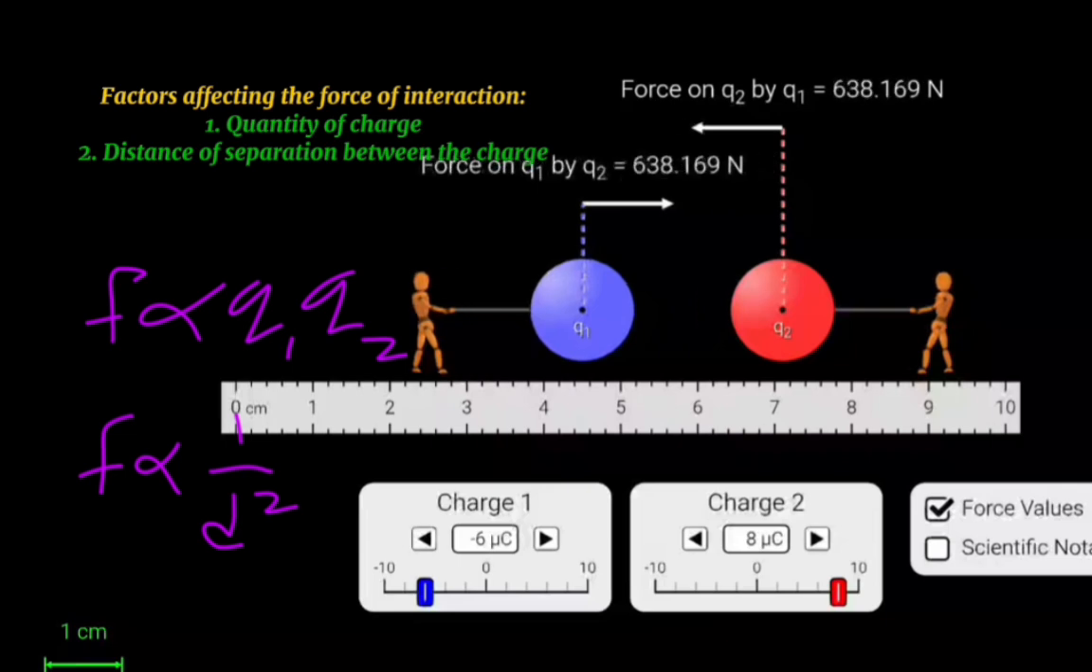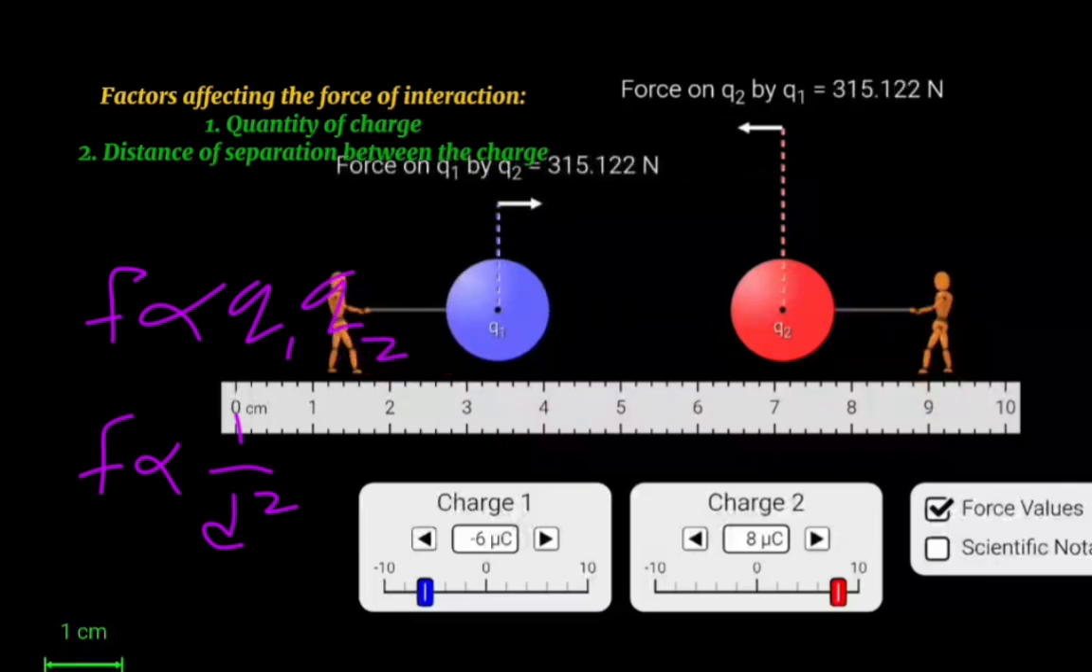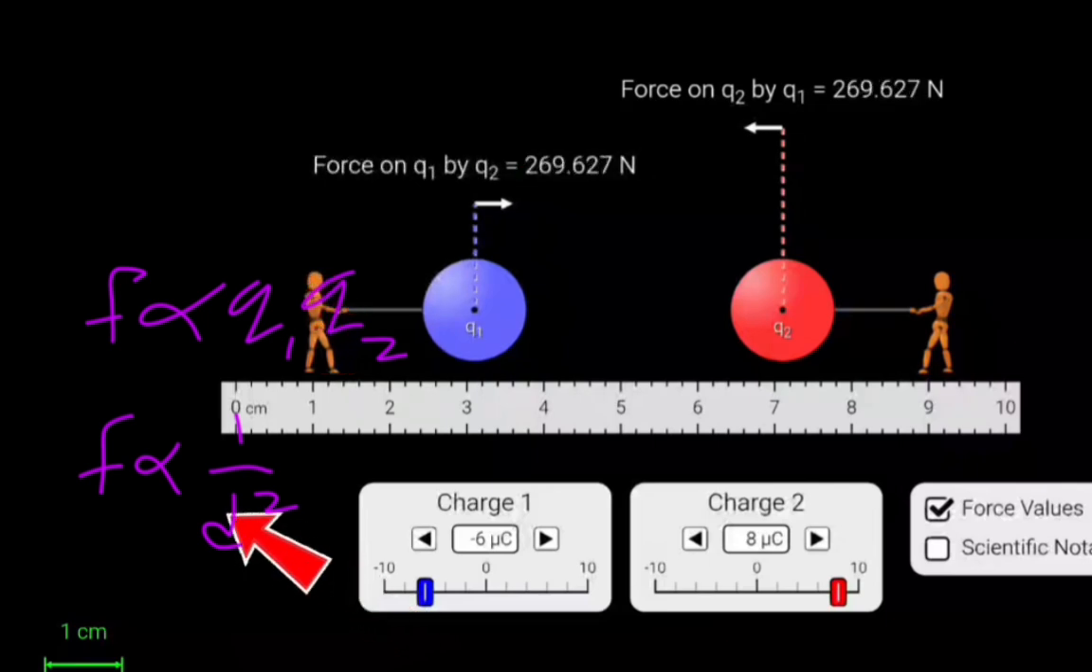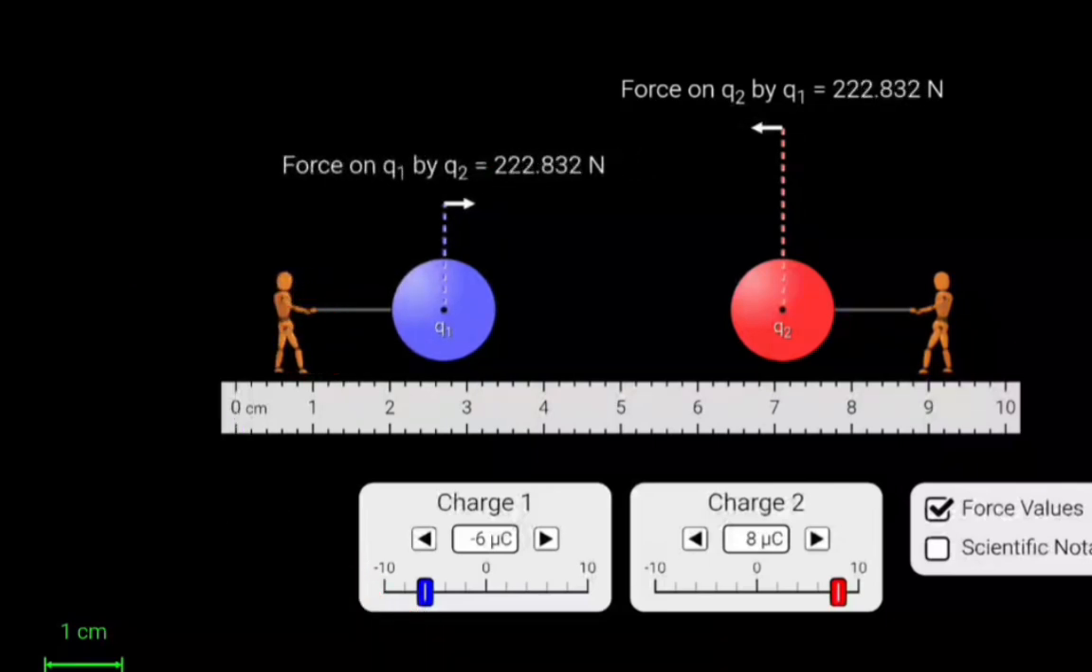But for the distance of separation, if I increase the distance of separation, the force decreases. So there is an inverse relationship. What happens is that if the distance of separation between the charged bodies is increased, as I've increased this, you keep seeing that the force keeps reducing. So if the distance of separation between two charged particles is increased, the less the force the charges will exert on each other. That's what Coulomb's law states. Okay?